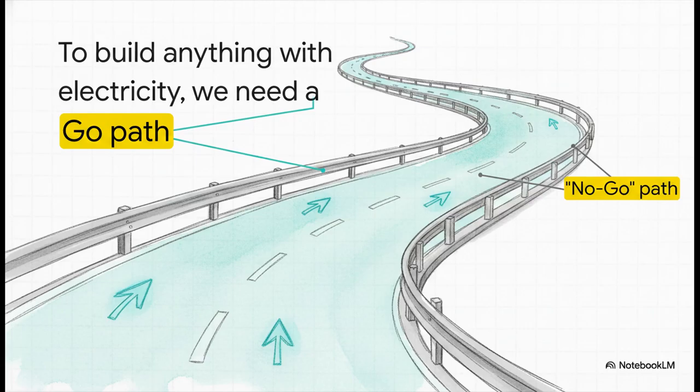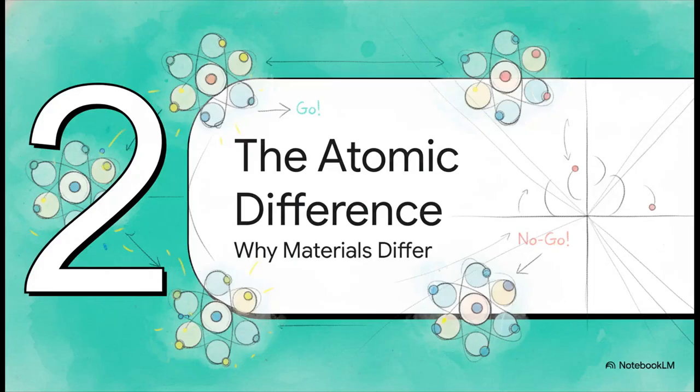You absolutely need that go path, right? The road itself. But what's just as crucial? The no-go paths, the guardrails, the barriers that keep all that energy contained and moving exactly where we want it to go. So that begs the question, why? Why do some materials basically scream go, while others are a hard no-go? Well, the secret isn't something you can see. To really get it, we've got to zoom way, way down, all the way to the atomic level.